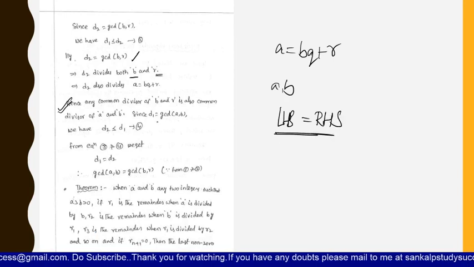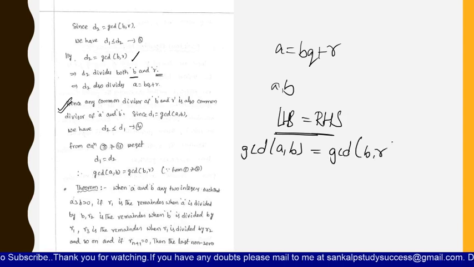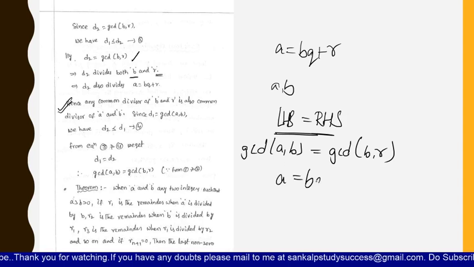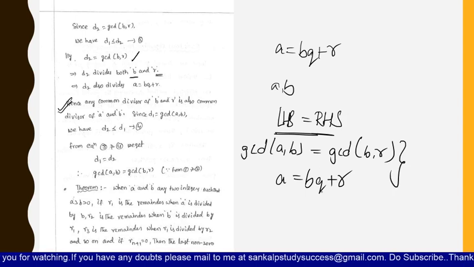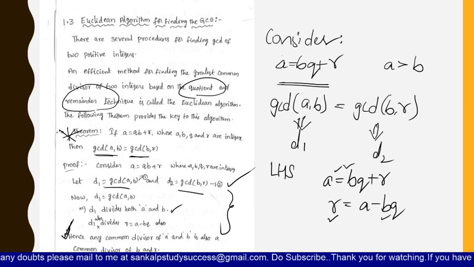So what can we see from this? GCD of A, B will be equal to GCD of B, R. When is this possible? When A = BQ + R. This is correct. When A = BQ + R, then GCD of A, B will be equal to GCD of B, R. So in this way you need to prove the theorem so that you can easily get 5 to 7 marks in your external exams.